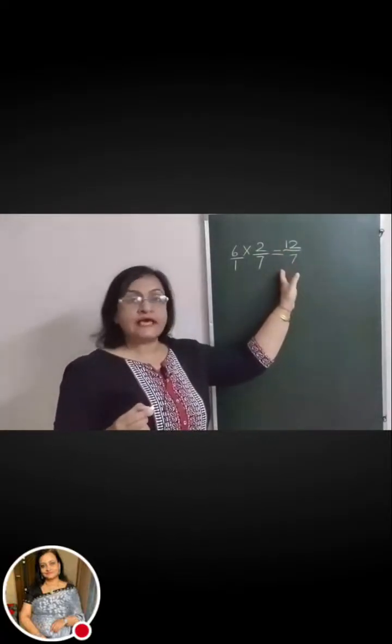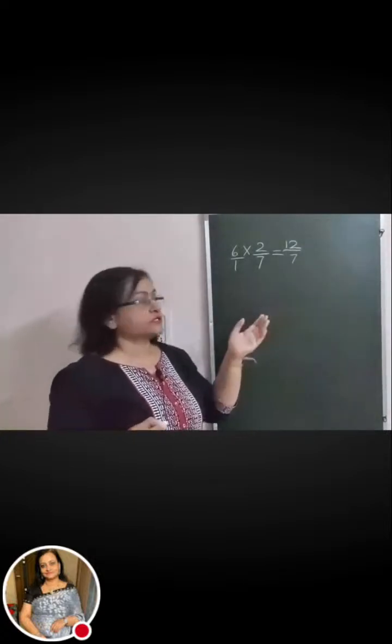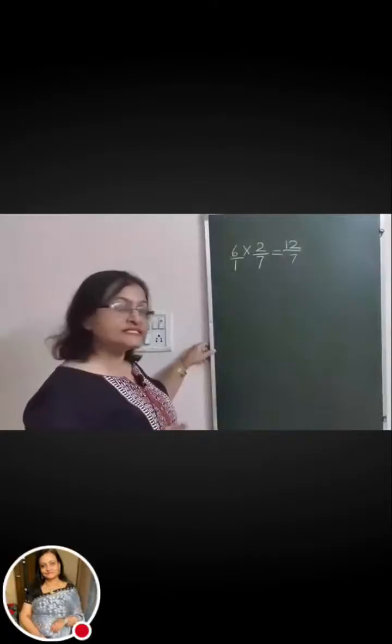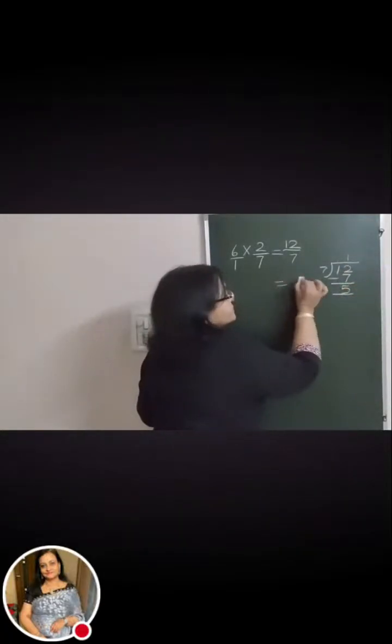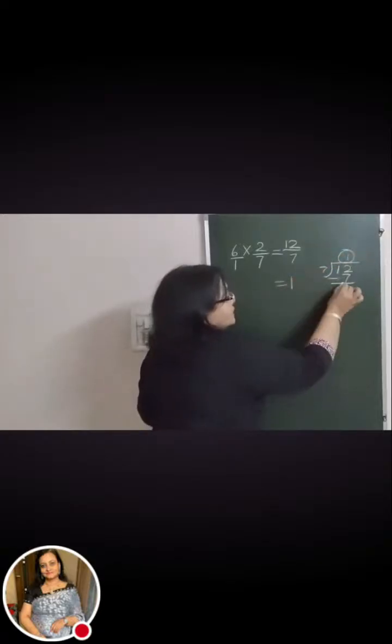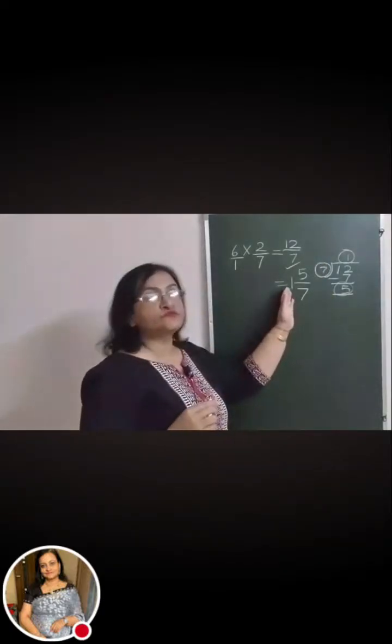Now because it is an improper fraction, we will change it into a mixed number. For that we will divide 12 by 7. 7 1s are 7. 12 minus 7 is 5. So our fraction will be, this 1 will become whole, this 5 will become numerator and denominator will remain same. So we have got our answer as 1 5 by 7.